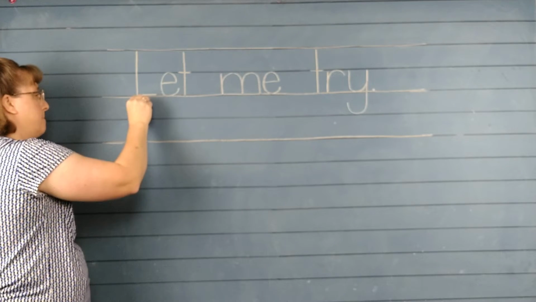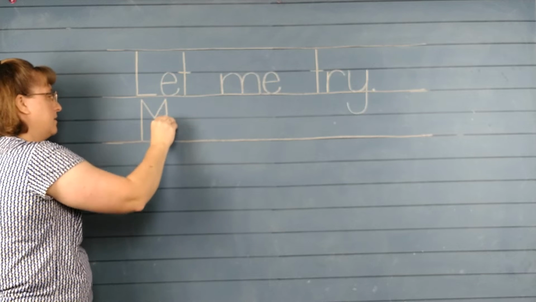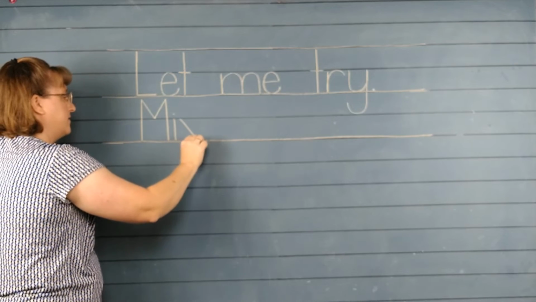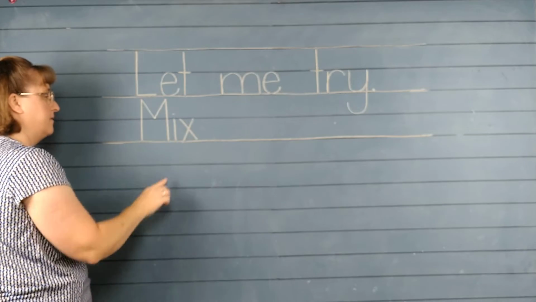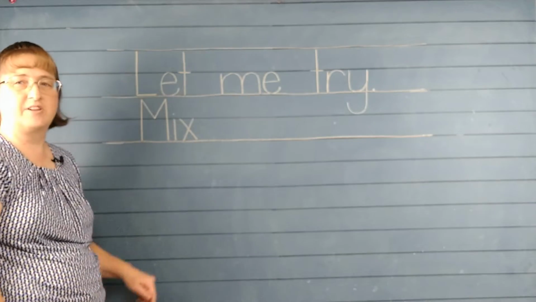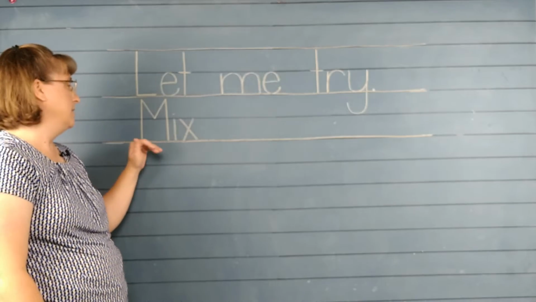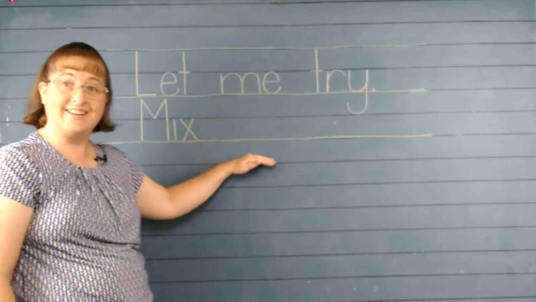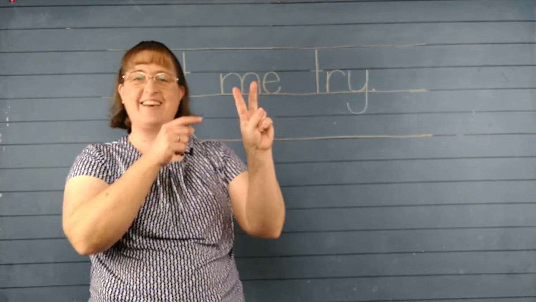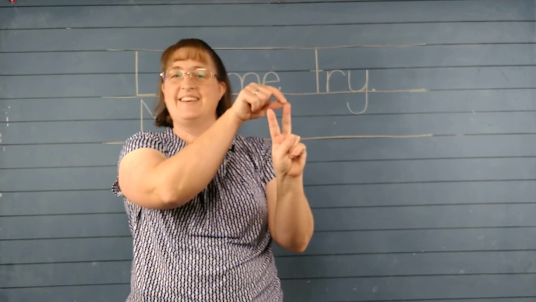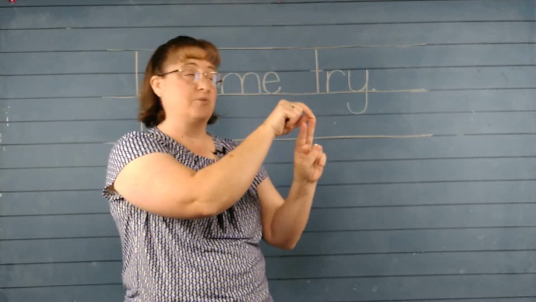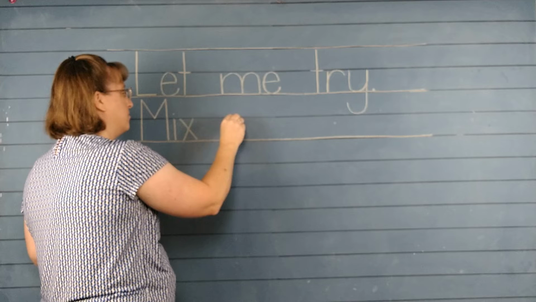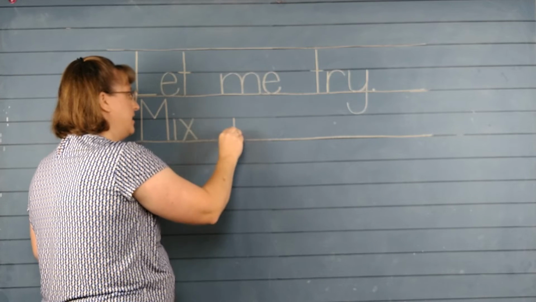So M, i, x. Make sure your letters sit on the baseline. Mix. What's the next word? Mix it. Good job. Give me the sounds. It. What do we always put between our words? We put a space. So move over and write it.